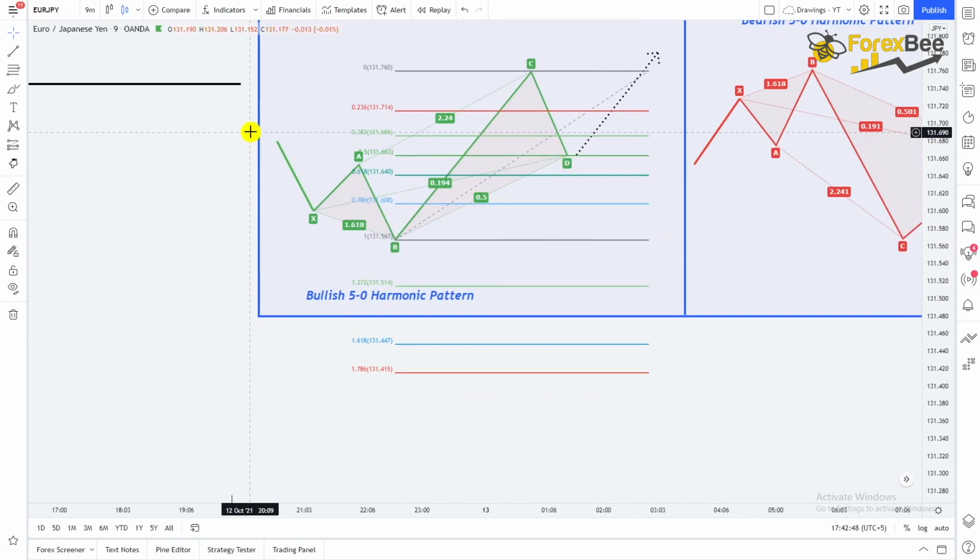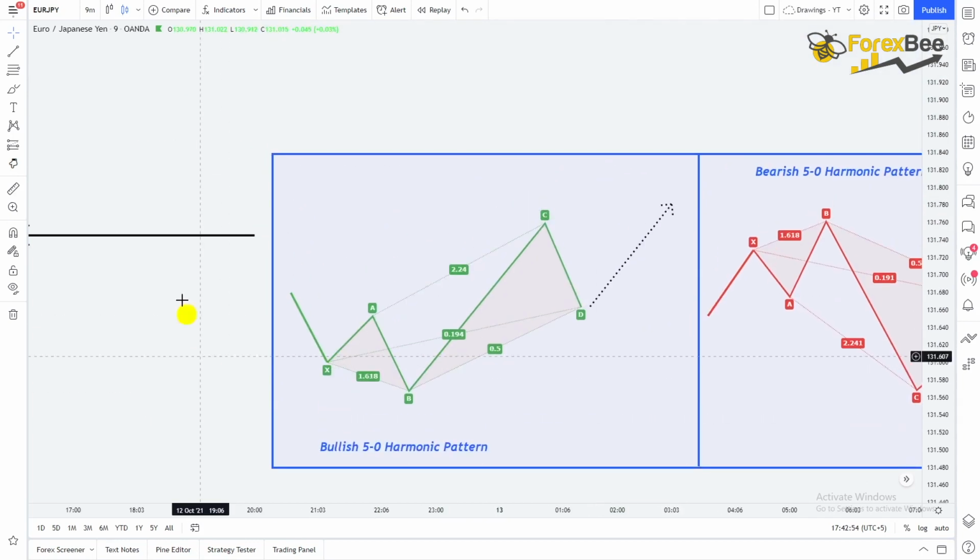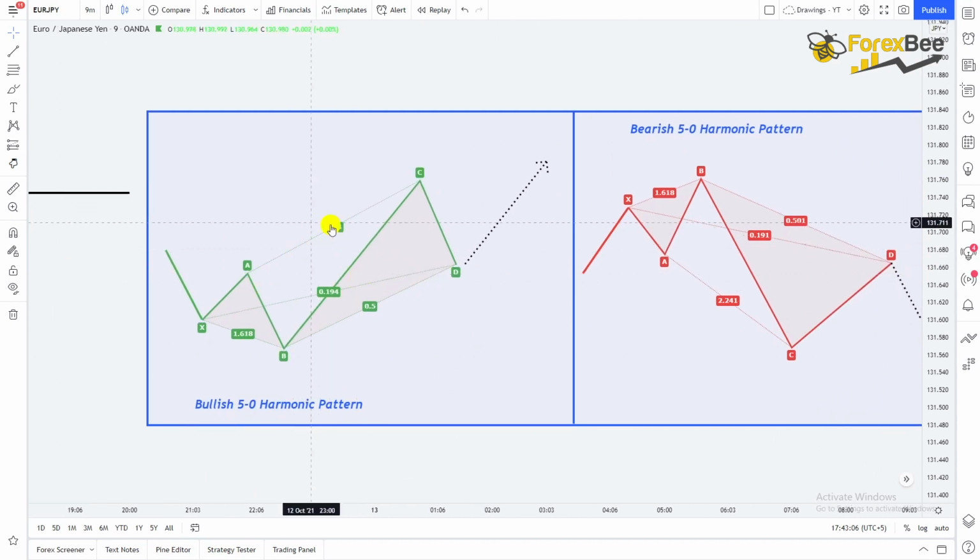So this whole pattern is basically a 5-0 harmonic pattern, and what this represents is whenever we see the market going bearish and we spot this pattern, it means that there's a higher probability of the trend reversal. Okay, the trend is going to get reversed. So this is the first type of 5-0 harmonic pattern.